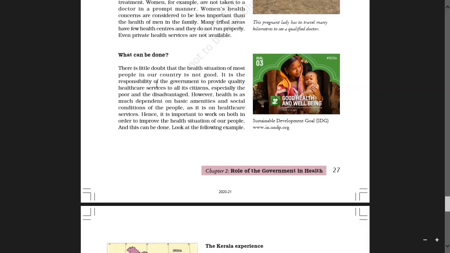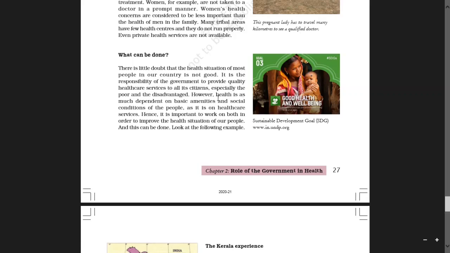It is the responsibility of the government to provide quality healthcare services to all its citizens, especially the poor and the disadvantaged. Remember, boys, it is the most important duty of our government to provide good quality healthcare services to all the citizens of our country, especially those who are underprivileged or poor, whose living conditions are very miserable. That means good facilities should be provided by the government.